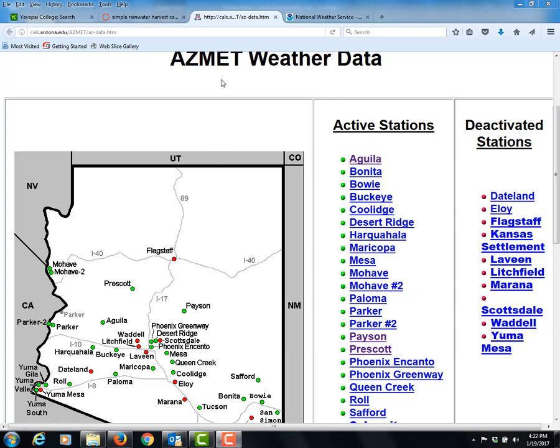The first thing we want to do is when you go to the link that I've provided that takes you to AZMET, you want to pick a station. I would like for you to do this regardless, just to see this kind of data.